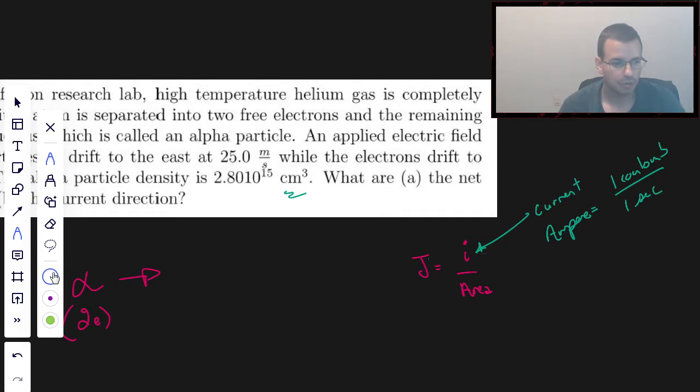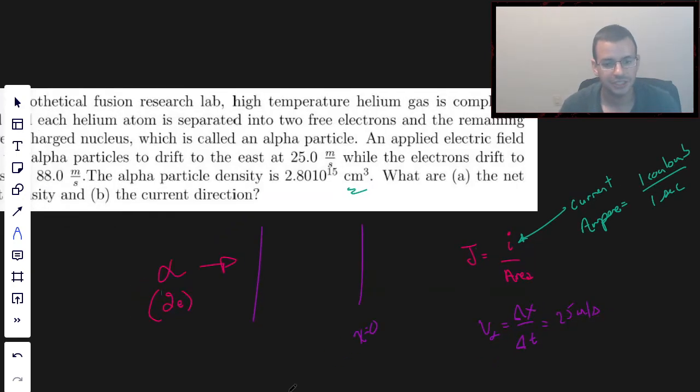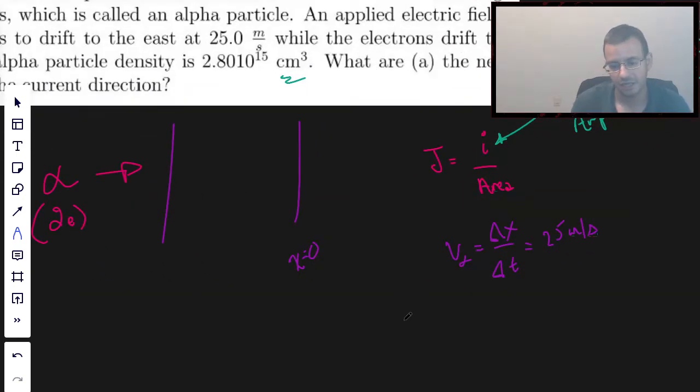This really isn't a hard problem, but it's easy to get confused if you don't understand what's going on. That's why I like to break it down. So here I'm going to say that this is x equals 0, and this is a distance here. We know that the velocity of our alpha particles is delta x over delta t, and that is going to equal 25 meters per second. So this is x equals 0, and I'm going to say that delta t equals 1 second.